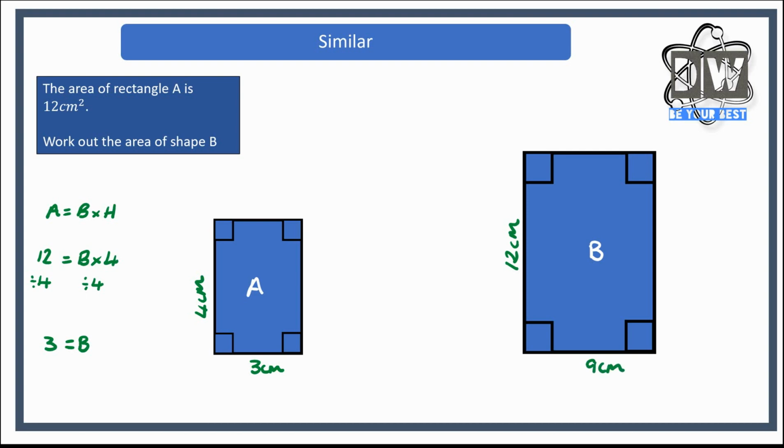Now it's very simple. What's the formula for area? It's base times height. So area equals base times height, or area equals 9 times 12. So we'd write that down. Area equals 9 times 12. And 9 times 12 equals 108 centimeters squared. So the answer for that one would be 108 centimeters squared.